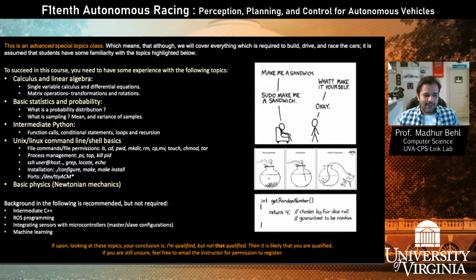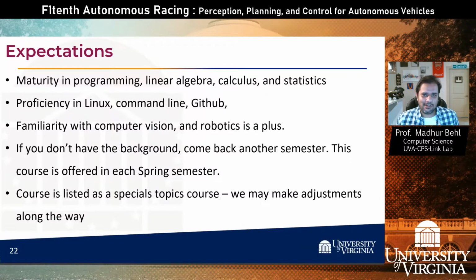And then there's some optional stuff as well, right? So this should give you a good idea, but just to summarize, the expectation from my end is that if you are enrolled and you are serious about taking this course this semester, you do need to have some maturity in Python programming or programming in general, in linear algebra and calculus, and statistics or probability. You should know Linux very well, command line especially, and you should know GitHub.